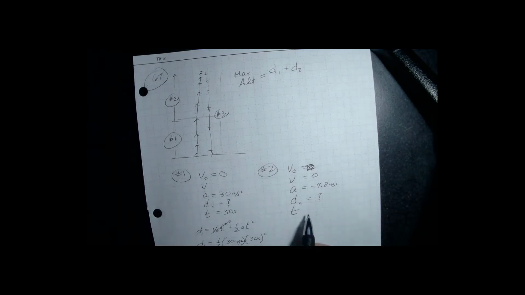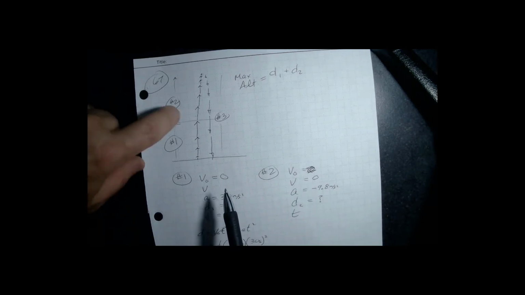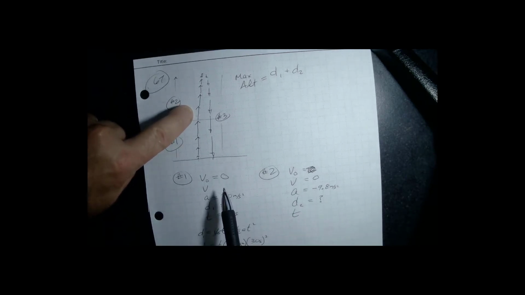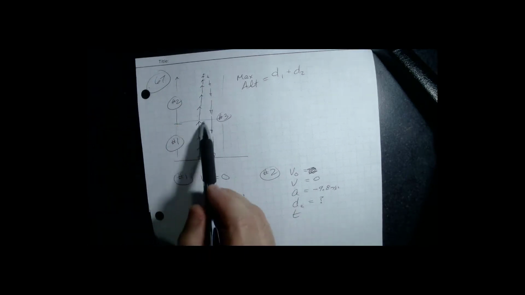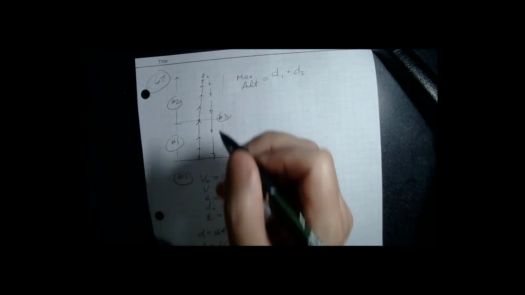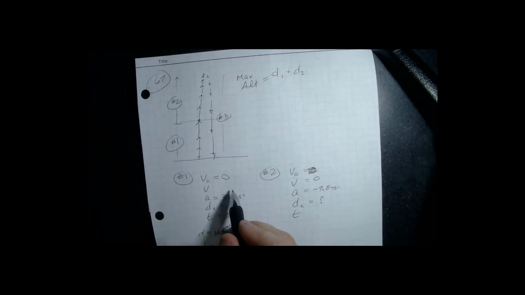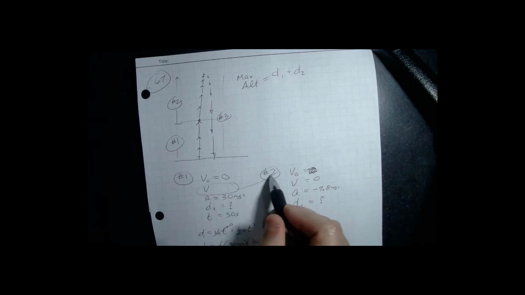And I don't know how long. I've only got 2 things. I need one more. But that initial velocity that I'm starting section 2 with is my final velocity from section 1. So if I knew this, I could copy that up into here, and it's my initial velocity for segment 2.